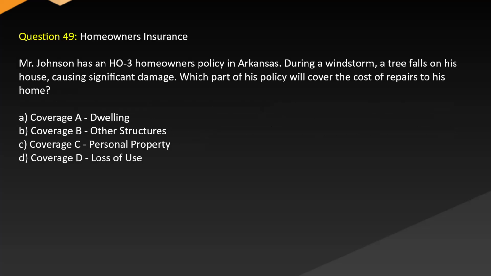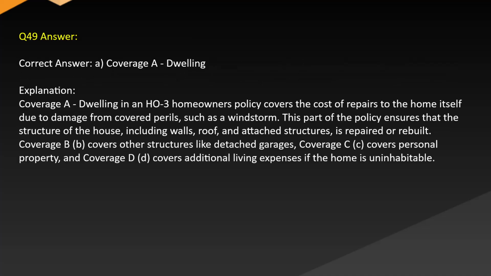Question 49. Homeowners insurance. Mr. Johnson has an HO3 homeowners policy in Arkansas. During a windstorm, a tree falls on his house, causing significant damage. Which part of his policy will cover the cost of repairs to his home? A, Coverage A, dwelling. B, Coverage B, other structures. C, Coverage C, personal property. D, Coverage D, loss of use. Correct answer, A, Coverage A, dwelling.